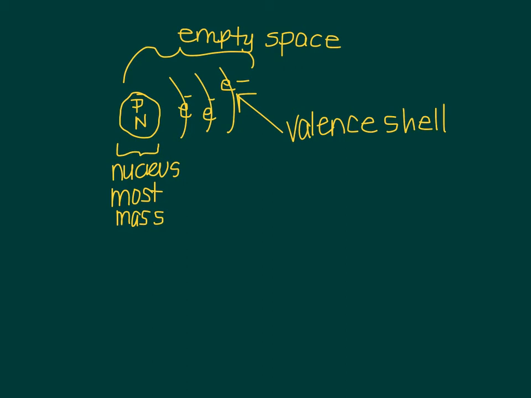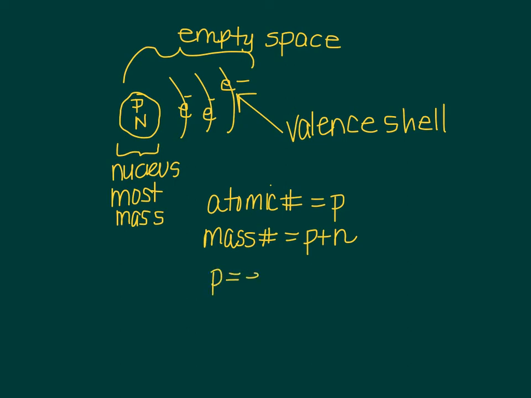Most of the mass of the atom is in the nucleus, and that's because protons have a mass of 1, neutrons have a mass of 1, and electrons have a mass of 0. But the atom in general is made up of mostly empty space, because that's where the electrons occupy the shells. And the atomic number equals the number of protons, and the mass number equals the protons plus the neutrons. And all atoms are electrically neutral, so protons equal electrons. To find the neutrons, we take the mass number and we subtract the atomic number. And you can review your homework for that.